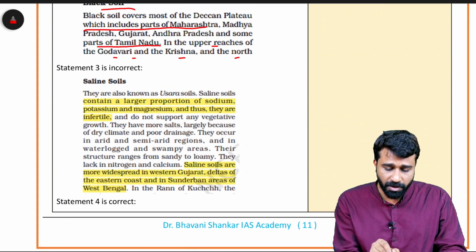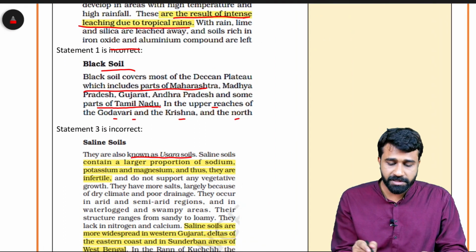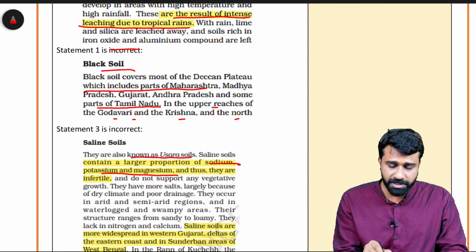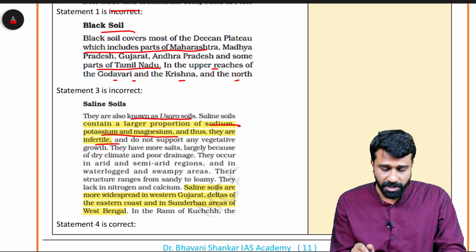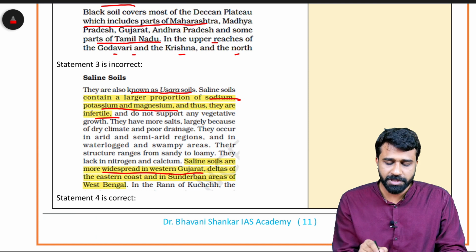And coming to this, they are also known as Usara soils, saline soils, and you find a larger number of elements like sodium, potassium and magnesium, and thus they are very infertile in nature. And saline soils are more widespread in the Western Ghats and delta part, where saltwater intrusion is more.